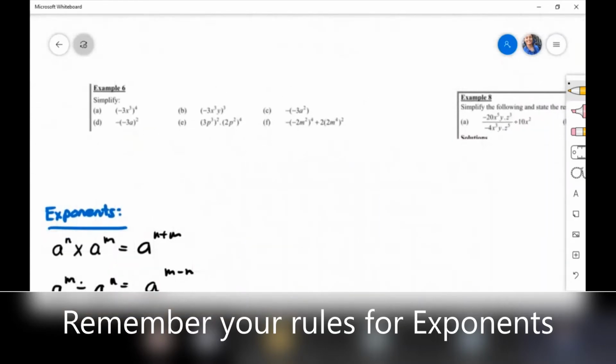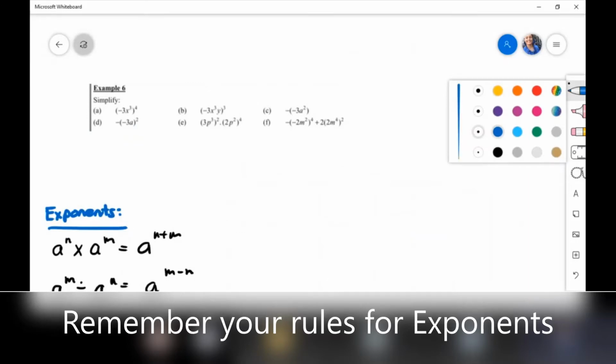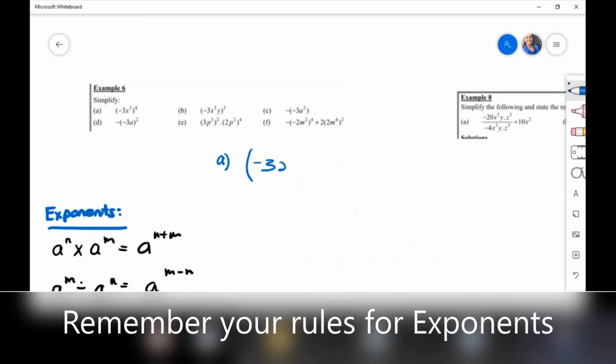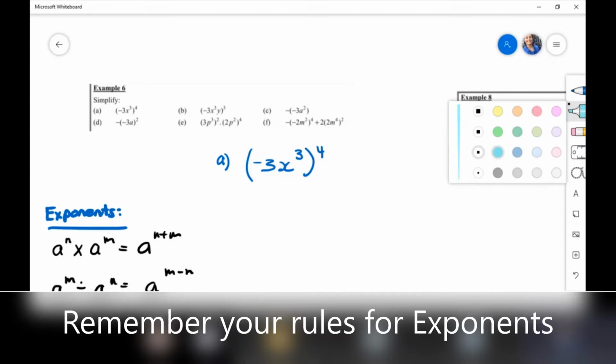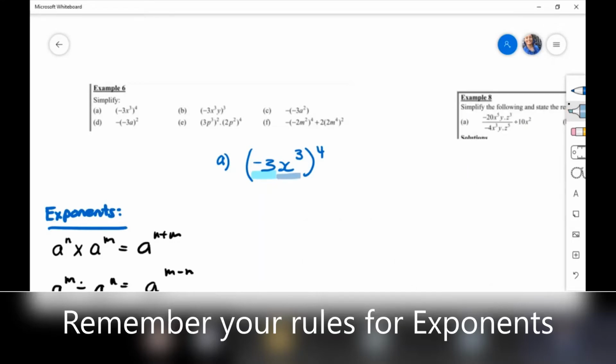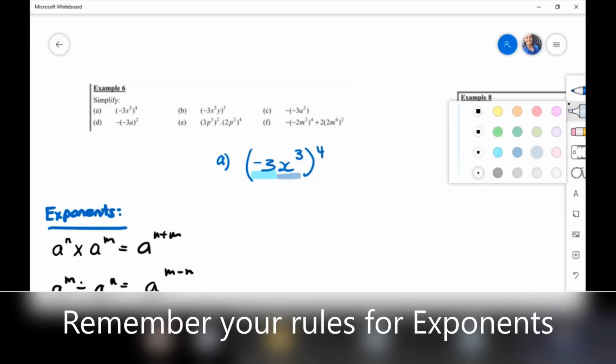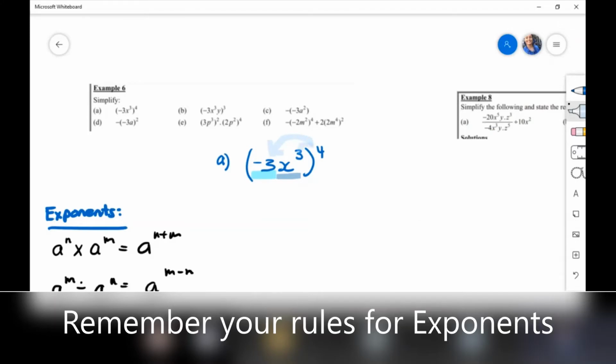So if we look at our example here, we see we have to apply a little bit more with regards to signs as well. So let's look at number A. Number A says minus 3 x to the power of 3 to the power of 4. And I want to make a clear definition here between what I have as a coefficient and then what I have as a variable. So we need to apply the law to the coefficient and to the variable carrying its power. So very important, minus 3 takes the power of 4, and I apply that to x to the power of 3, and I times its power by 4.